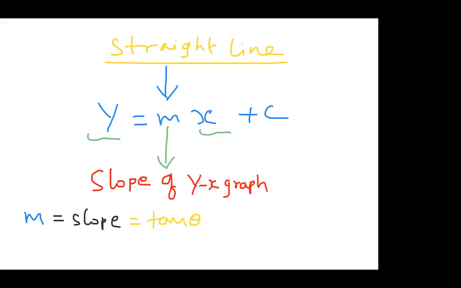Suppose you have taken a graph like this, a straight line graph. The angle which it makes with the x-axis is theta. So m, the slope, is equal to tan theta. Here theta is the angle made by the graph drawn in the y and x graph. This yellow line indicates the graph that is making an angle theta with the x-axis. This gives the slope.